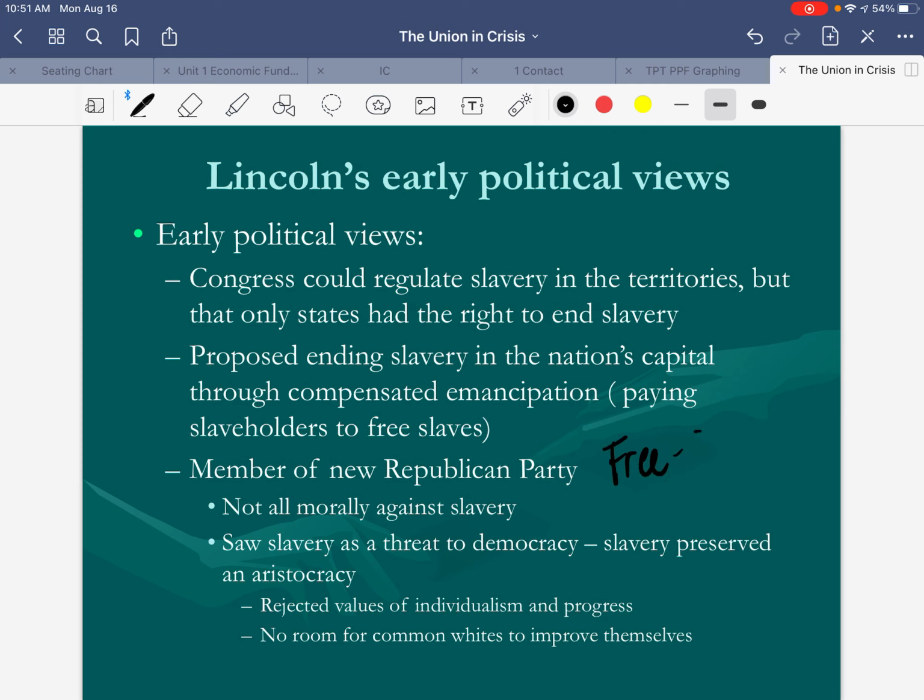I'm going to write this down. Free soiler meant that he believed that all new states should be free. Meaning that the new soil that's brought into the United States, the new land, should be free, in the hopes that eventually slavery will just kind of go away. So he's not morally against slavery in the beginning, but he will be. He sees slavery as a division that needs to be taken care of, a threat to democracy. He sees it as what's going to tear us apart, and he's right.